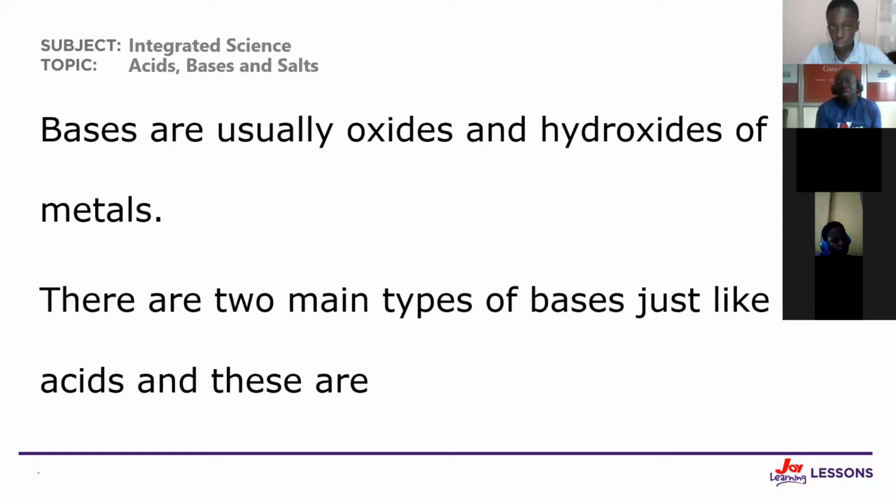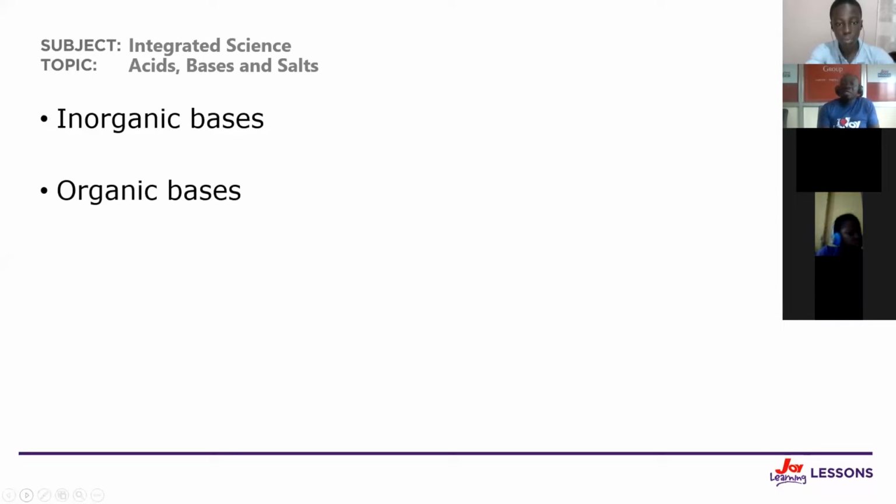Bases are usually oxides and hydroxides of metals, but we can also have bases which are organic in nature. So apart from them being oxides and hydroxides, you can also have them being organic in nature. So we move on to talk about types of bases, just like we did for types of acids. There are two main types of bases: inorganic bases and organic bases. So all the bases we find on the face of this earth can largely be divided into two: inorganic bases and organic bases.